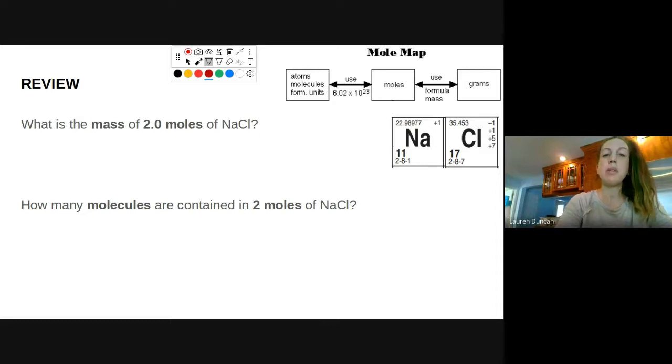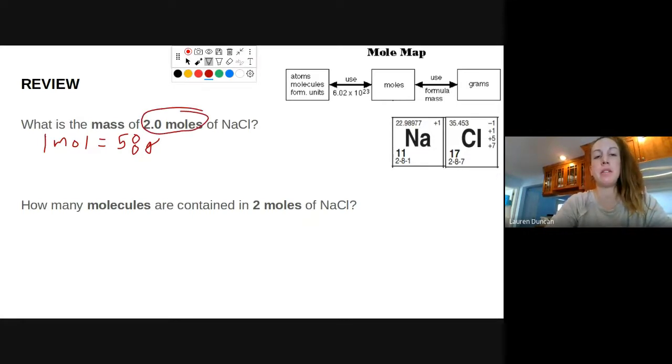So really what the gram formula mass is telling me is this: for every 1 mole of sodium chloride molecules, the equivalent mass of that mole of molecules is 58 grams. So if I was going to convert 2 moles of NaCl to the equivalent mass in grams, some of us might realize that we need to multiply the 2 moles we're given by the 58 grams, which is the mass of just 1 mole of particles. So 2 times 58 will do it.